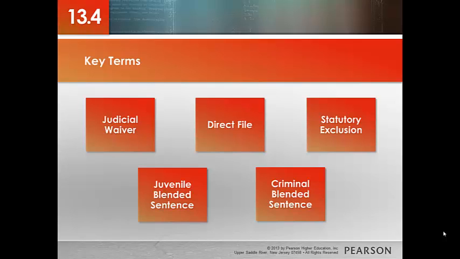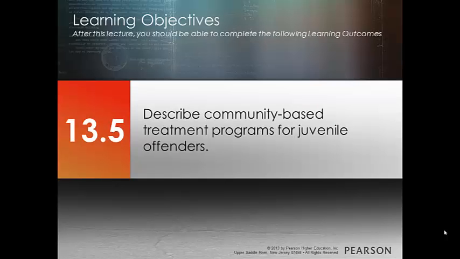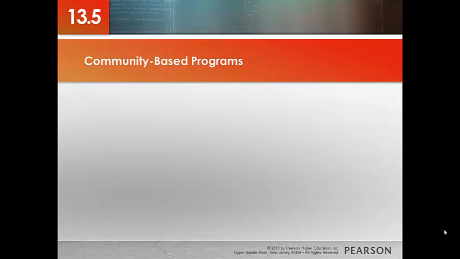Information on juvenile offenders in adult court and blended sentencing can be found on pages 230 through 233. A discussion of community-based treatment programs for juvenile offenders starts on page 233. The most frequently used community sanction on adjudicated juvenile offenders is probation. As part of their probation, juveniles may also be required to participate in such programs as drug counseling or community service. The most successful community-based programs are those emphasizing family interactions.